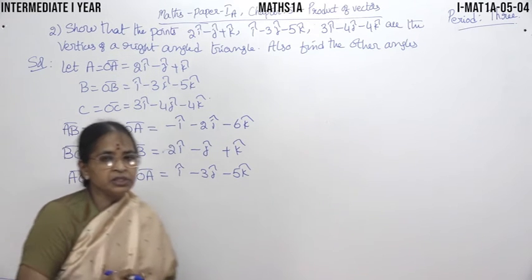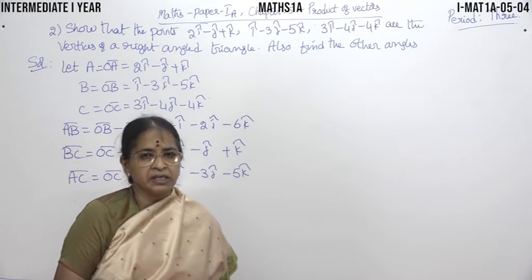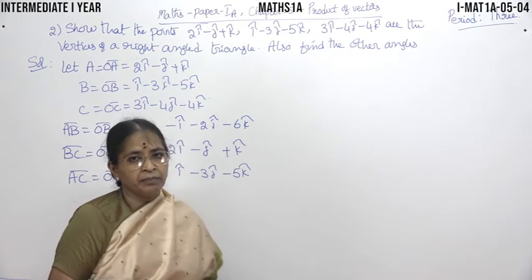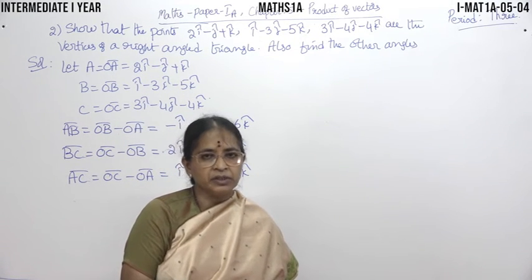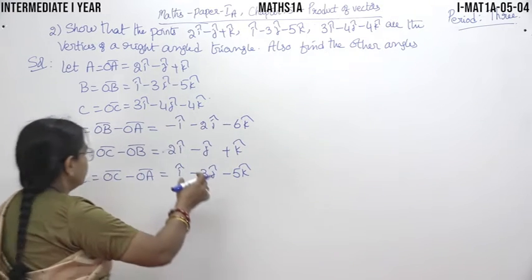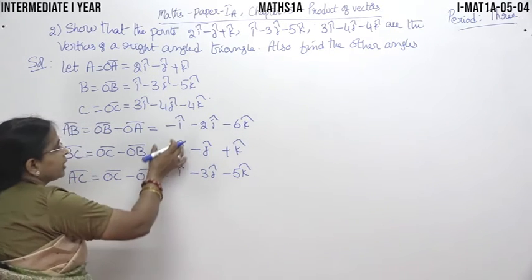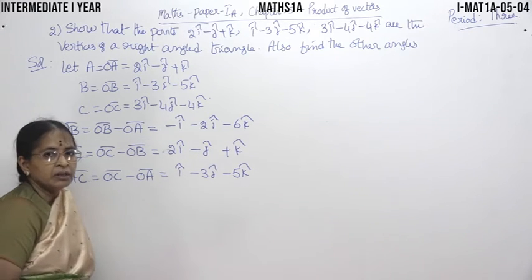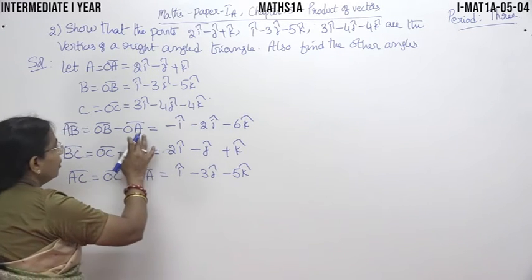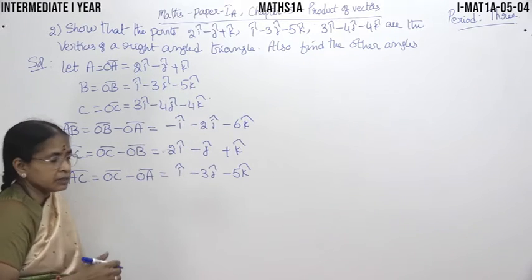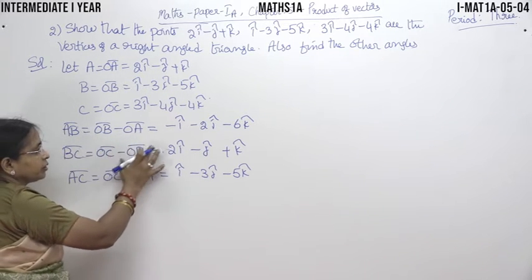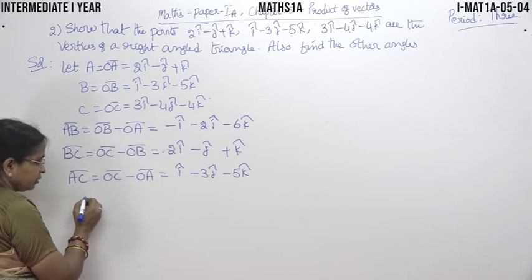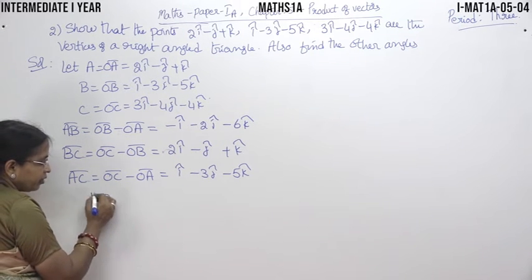Then if the question is just to show that they form the sides of a right angled triangle, you can just find the lengths of the 3 sides and apply Pythagoras theorem. If the Pythagoras theorem is satisfied, you can show that the triangle is right angled, or else take the dot product of any two vectors. If the dot product is 0, then it is a right angled triangle. Because we are in the dot products chapter, you can use Pythagoras theorem also, or you can use dot product. Suppose you are using Pythagoras theorem, you find out mod AB.